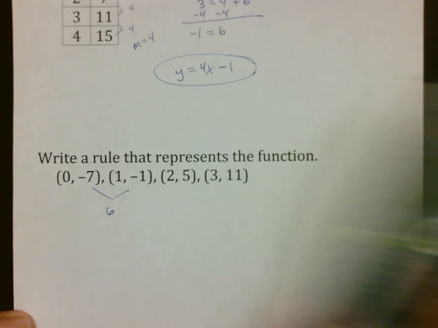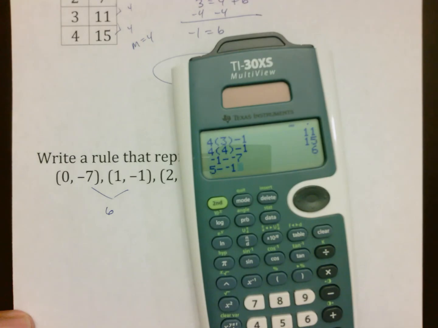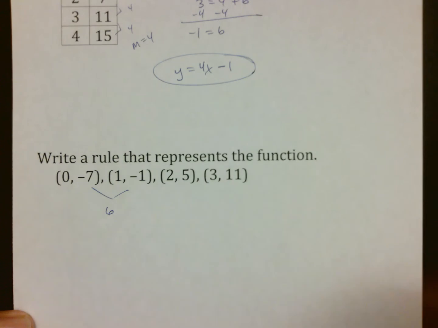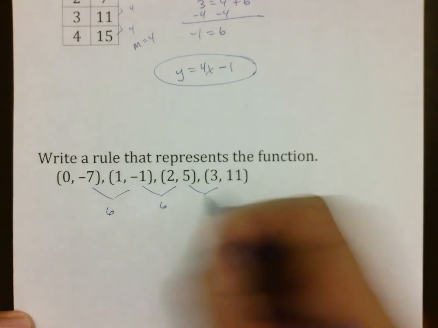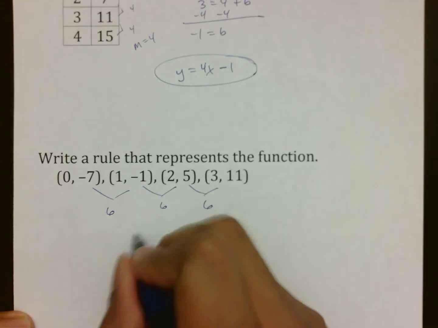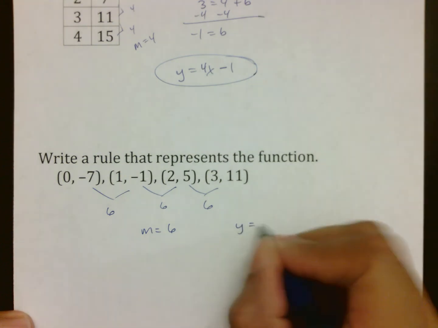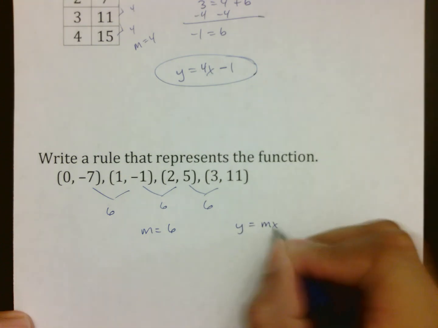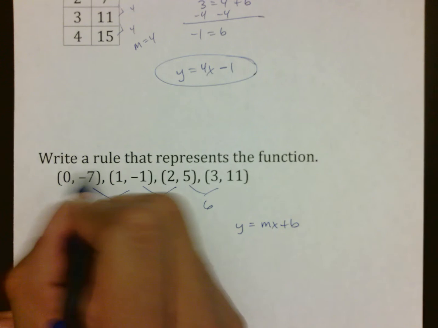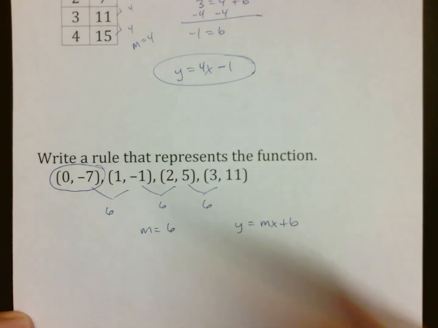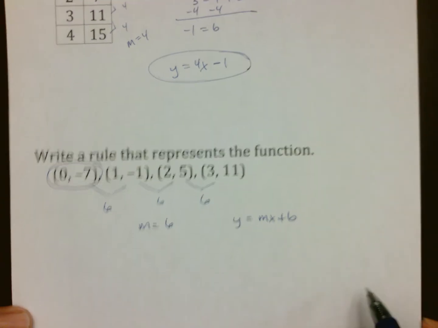And then 5 minus negative 1. Again, calculator programming is important. That also gives me a 6. And then 11 minus 5, we know to be 6, which means that m is 6. We then go to our rule generator, so y equals mx plus b. We pick one ordered pair. Again, I usually just pick the first because it's easier to work with.